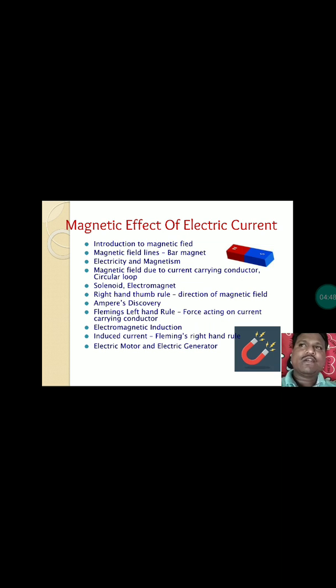So we will see the construction, principle, working and use of this electric motor and electric generator in this particular chapter. Moving to the next topic in this chapter, it is overloading and short circuiting, and the importance of the fuse. How are the wires connected in domestic electric circuits? That is also part of this topic.